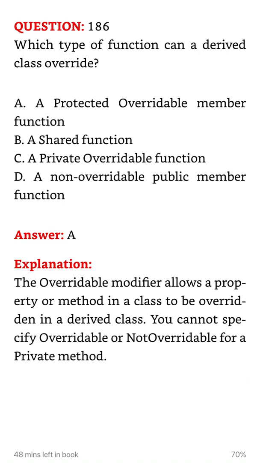Question 186. Which type of function can a derived class override? The answer is A, a protected overridable member function. The overridable modifier allows a property or method in a class to be overridden in a derived class. You cannot specify overridable or non-overridable for a private method.